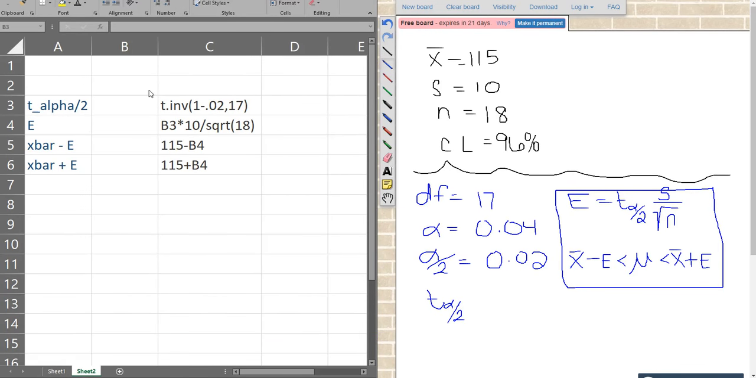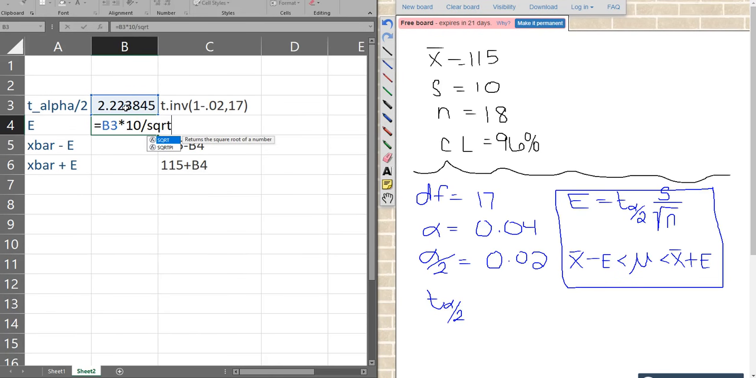So now I'm in Excel and I need to use the t.inv function to be able to find t sub alpha over 2. So equals t.inv, the probability, 1 minus alpha over 2 is 0.02, comma the degrees of freedom, which we found to be 17. E is going to be the number we just found, times S, which is 10, divided by the square root of n, which is 18.